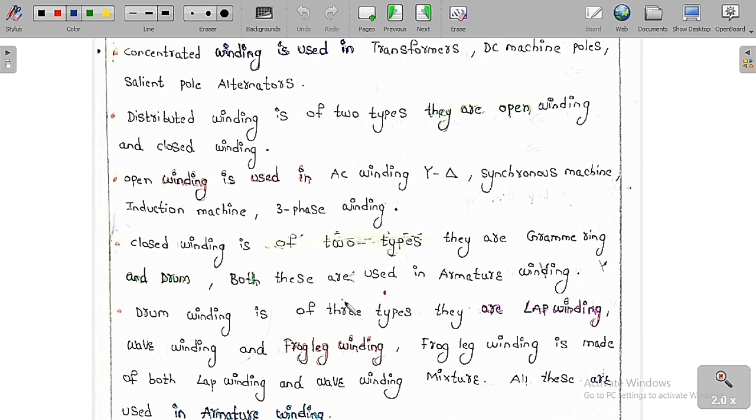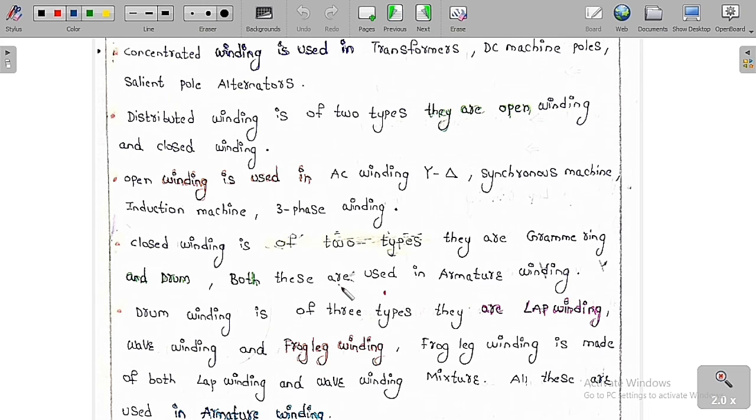So finally I can say that windings are of two types. One is called the concentric winding and the other one is called the distributed winding. Distributed winding is again classified into two types: the open winding and the closed winding. The closed winding is again classified into two types: the Gramme ring winding and the drum winding. The drum winding is classified into three types.